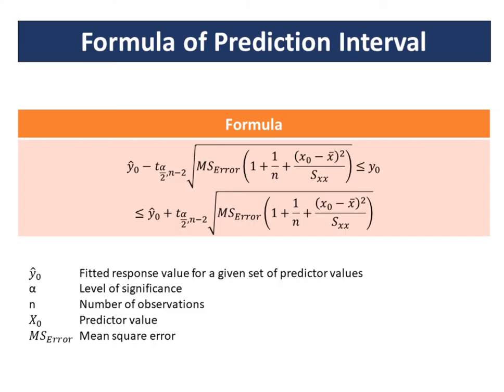The formula of prediction interval is shown as below. Y hat sub 0 is the fitted response value for a given set of predictor values. Alpha is level of significance. N is number of observations. X sub 0 is the predictor value. MS error is the mean square error.